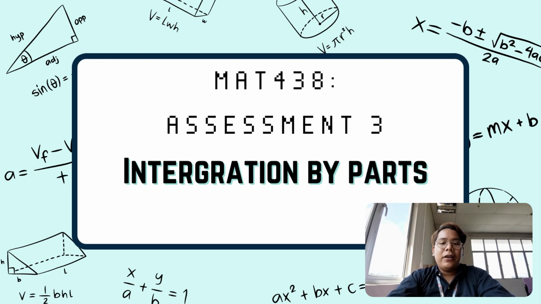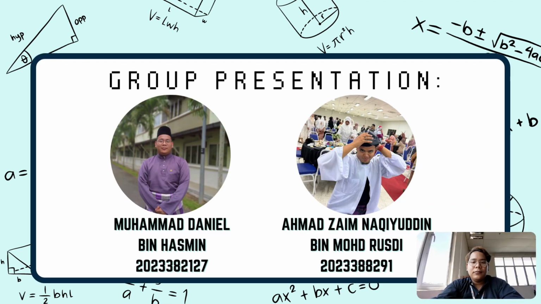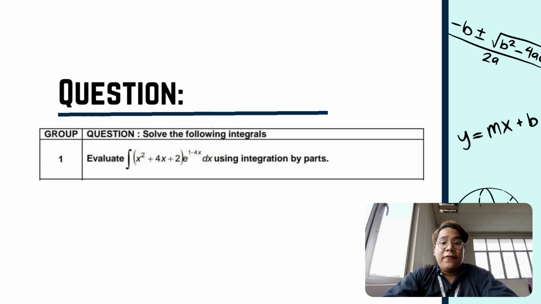Today's video is about Assessment 3 for MA3 438, the Integration by Parts. There are two presenters for this assessment. The first one is Muhammad Daniel bin Hasmin, which is me, and my friend Ahmad Zaim Nakidin bin Muhammad Rusdi. For this assessment, we need to answer this one question, which is question 1. Evaluate the integral x squared plus 4x plus 2 exponent 1 minus 4x dx by using the integration by parts.